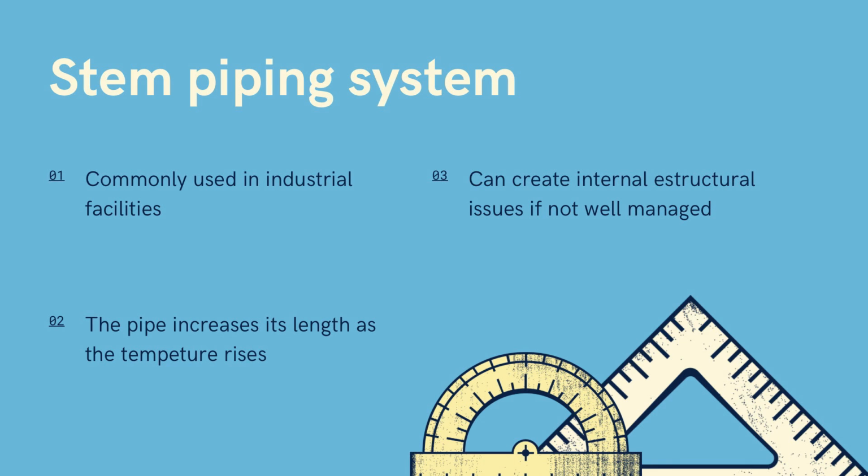And if this expansion is not managed correctly, it can create serious structural issues, such as high internal stresses or failures in the connection flange, or even the bending of the pipe. These complications can interrupt operations, damage equipment, and pose safety risks. For that reason, engineers need to understand how fast the length of the pipe is changing at any given moment.